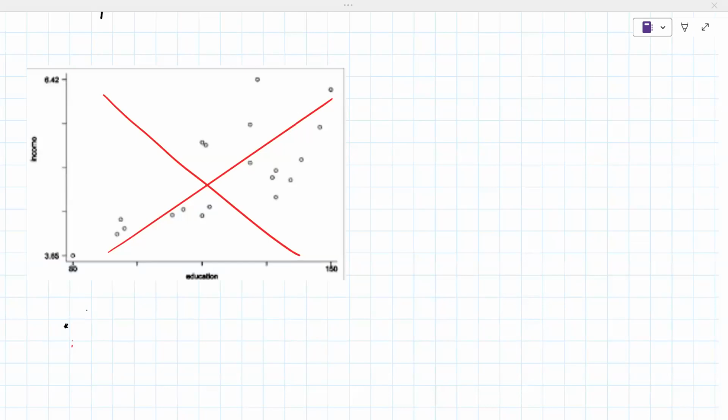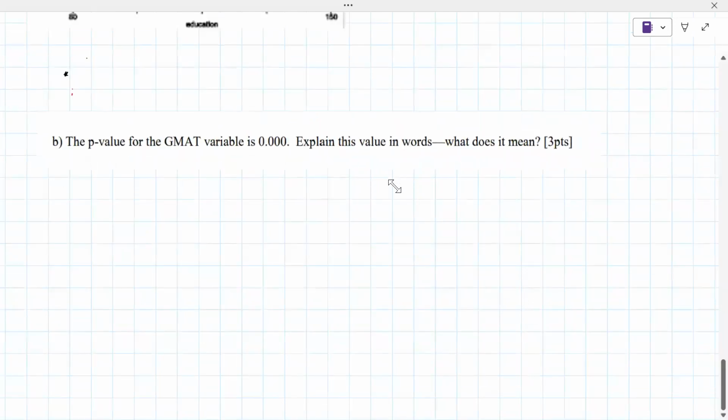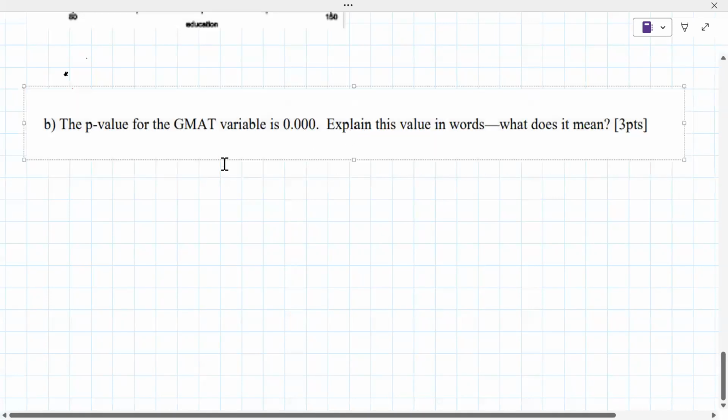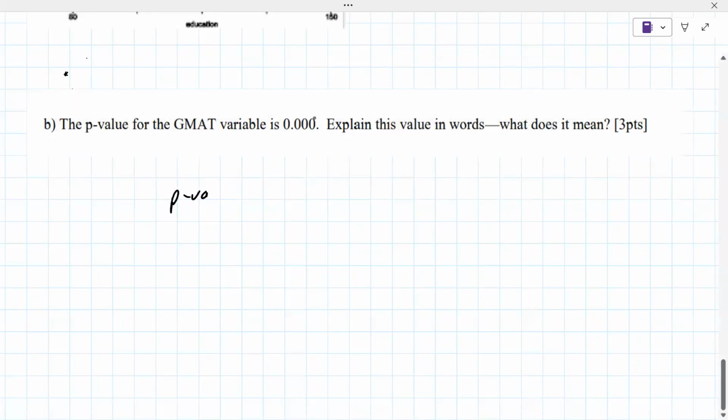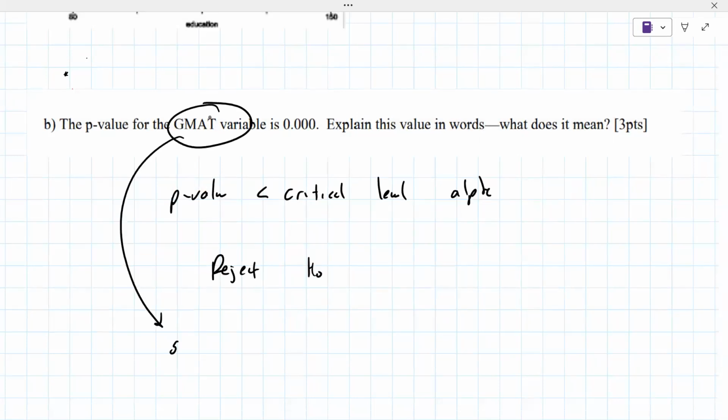If there was one thing teachers and professors want students to take out of probability and statistics, it's that if the p-value is less than the critical level or the alpha, you reject the null hypothesis. So what does it mean? It means that this variable is significant, which means it should be included in the model. And this has nothing to do with the table, nothing to do with your opinion or my opinion about the validity of this. It's just what it is.